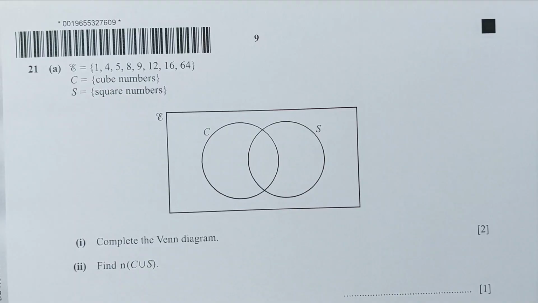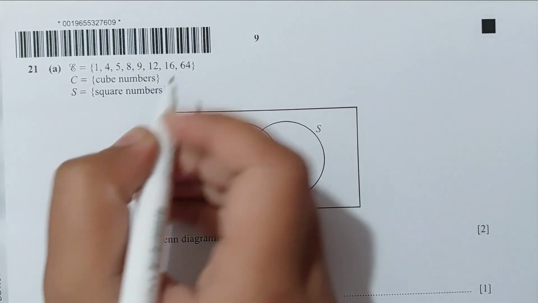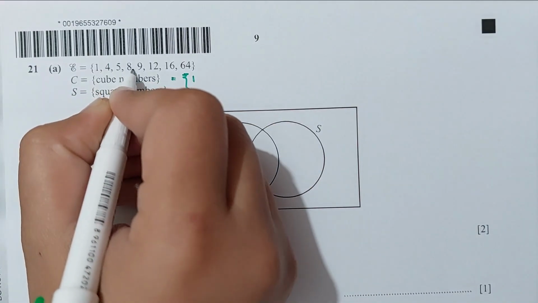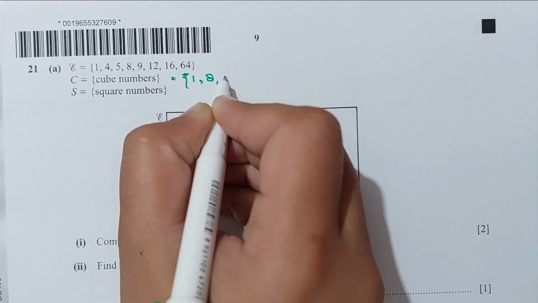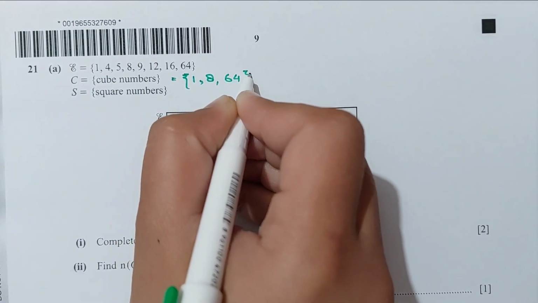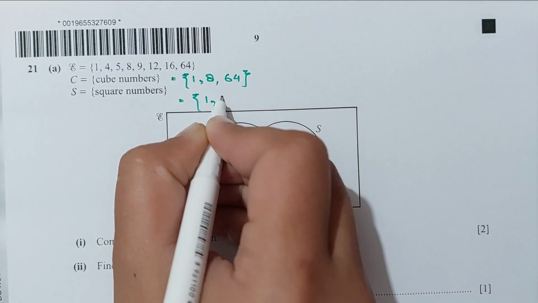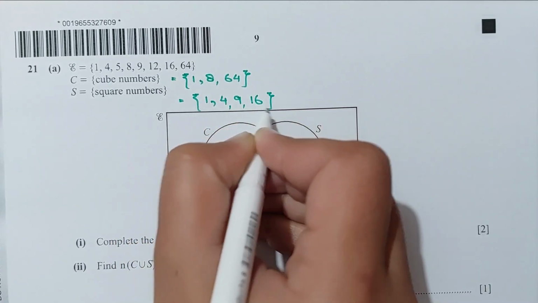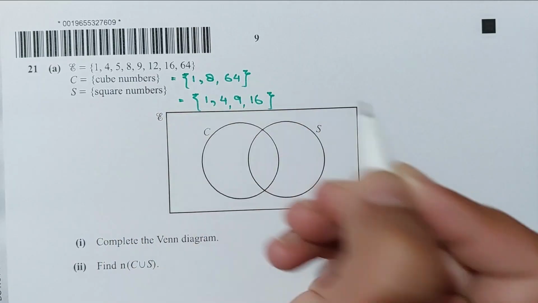Question number 21, part A. We have a universal set. C is a cubic number, S is a square number. What is a cubic number? 1 is a cubic number, 8 is a cubic number, 64 is a cubic number. And the square numbers: 1 squared is 1, 2 squared is 4, 3 squared is 9, 4 squared is 16. 1 cubed, 2 cubed is 8, 3 cubed is 27, 4 cubed is 64.